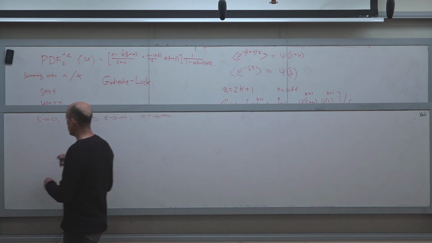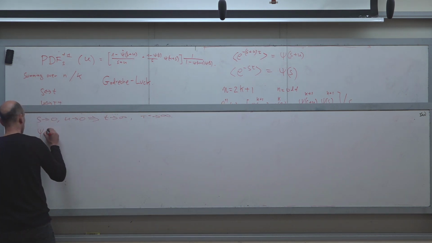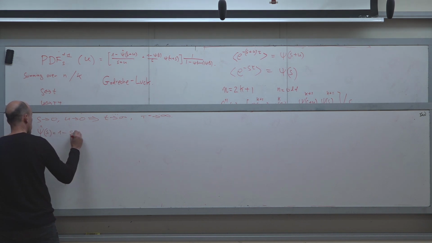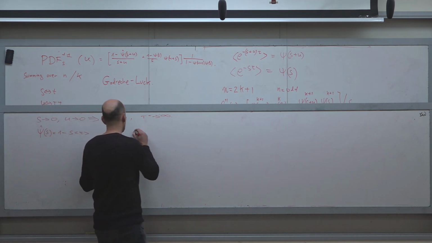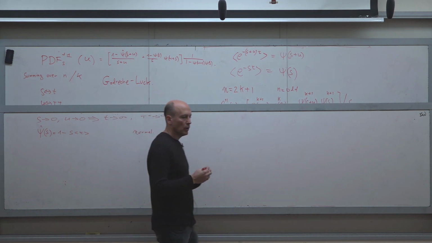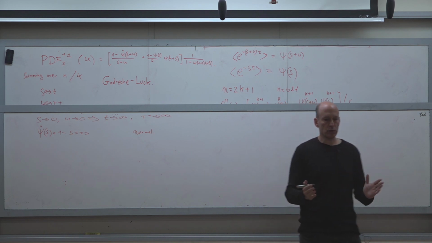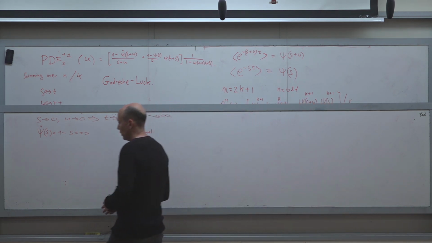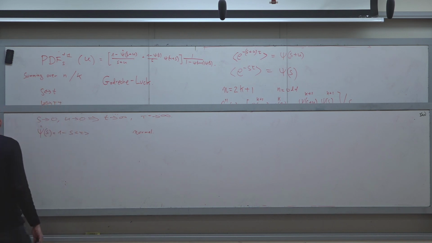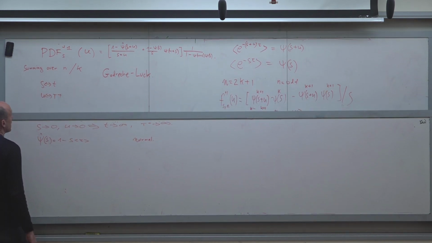And let us assume that psi of s is equal to 1 minus s times the average of tau. This is a normal behavior. In what sense is it normal? The average is finite. This is what you expect. What I'm going to get now is going to be trivial, but let's see how it works.